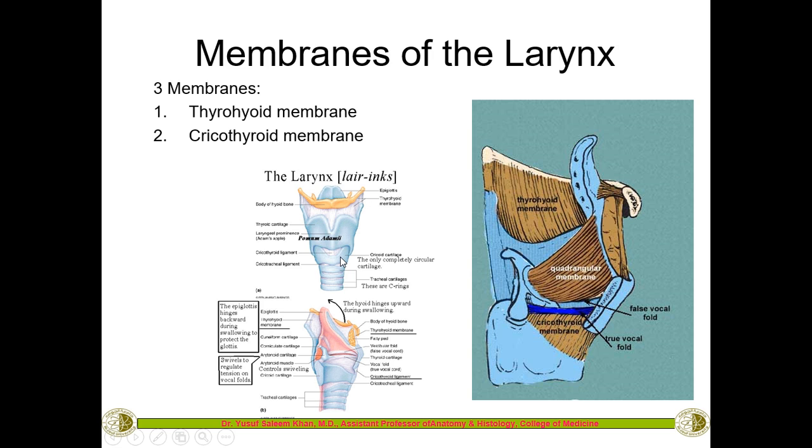The second membrane is between the cricoid cartilage and the thyroid cartilage. This is called the cricothyroid membrane. The fibers of this membrane become much closer, and this forms a ligament. This is called the cricothyroid ligament, and there is also a small muscle called the cricothyroid muscle. So these are the two membranes which can be seen from outside: the thyroid membrane and the cricothyroid membrane. The third membrane can be seen only from inside. This is called the quadrangular membrane.